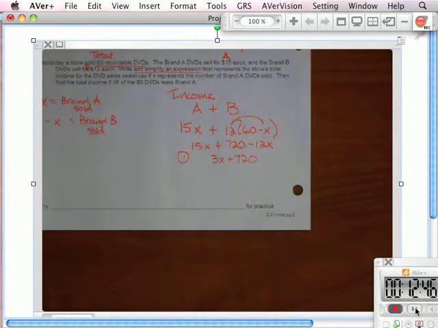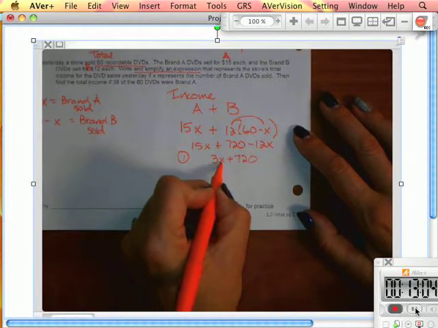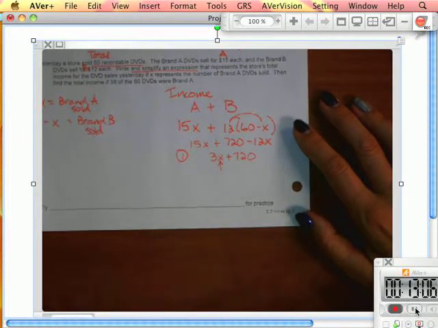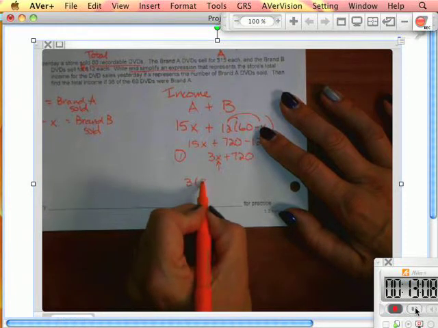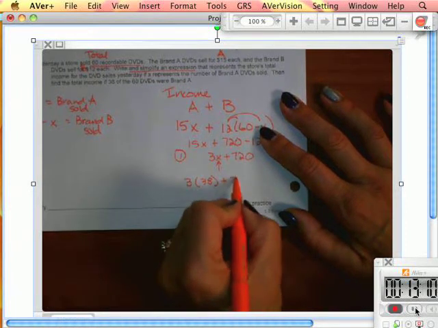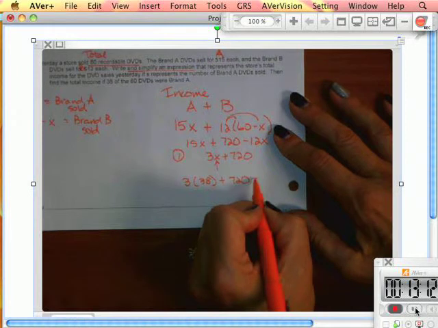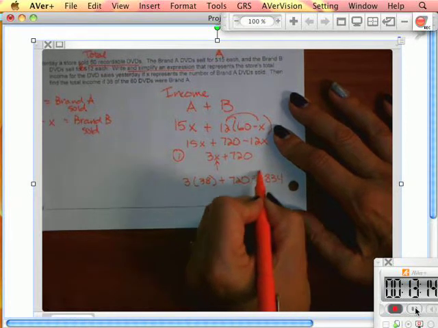This is a hard one. Probably a harder one that you'll see right now. Okay, now if I got to find out the income, if 38 brand A's were sold, how do I do that? What does X represent? Brand A. So 3 times 38 plus 720 equals $834.